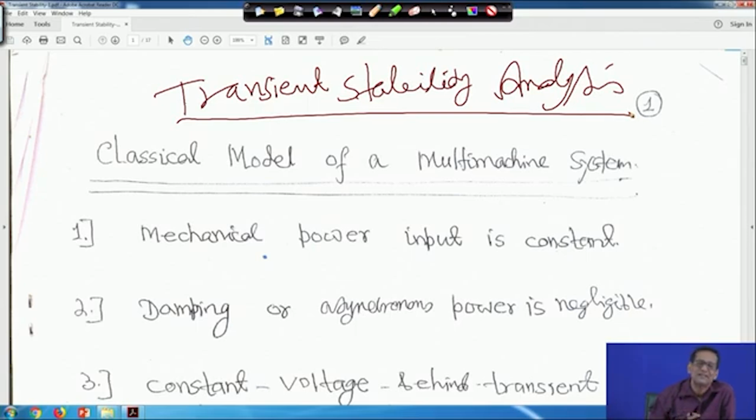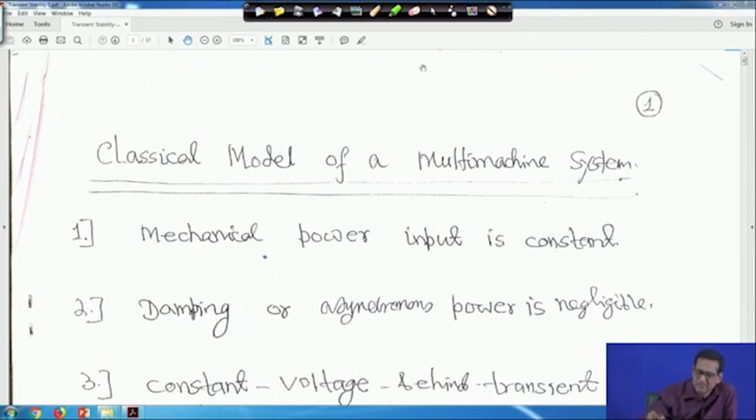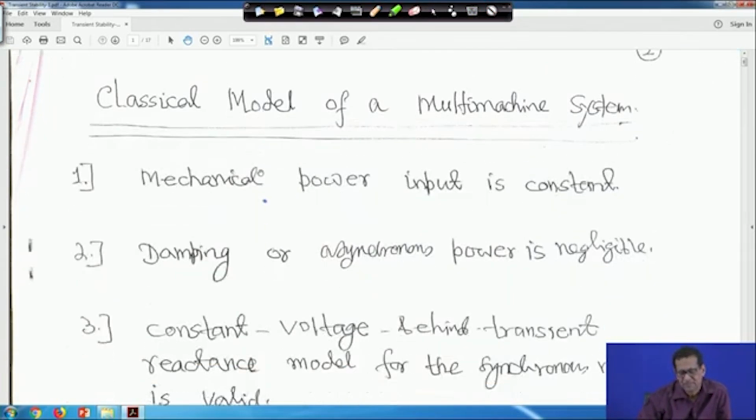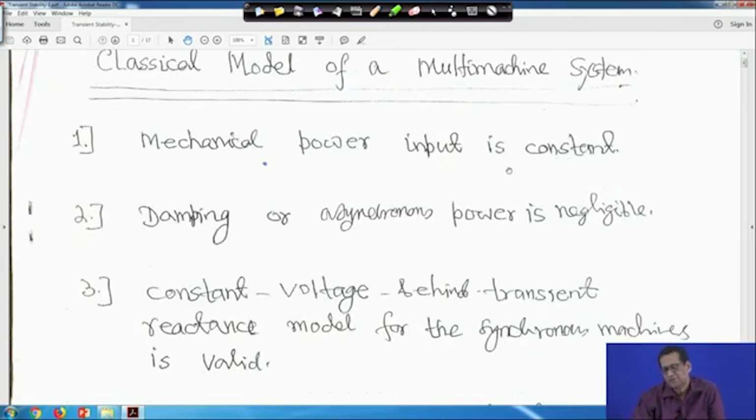There are simulation techniques as well, but we will skip those, because in the classroom we cannot do that. I will only think from the point of view of classroom exercise. In the case of this transient stability analysis, first we have to see the classical model of a multi machine system. Number 1, the mechanical power input, we assume that it is constant; we have to make some assumptions. Number 2, damping or asynchronous power is negligible. So, based on certain assumptions we will move.